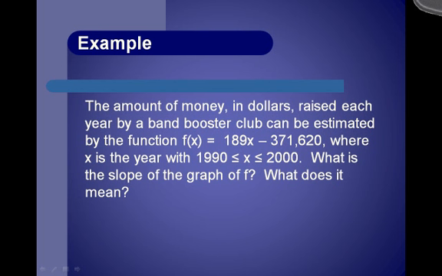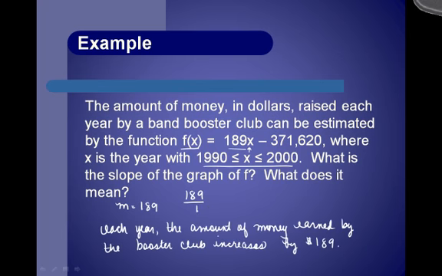Well, the amount of money raised in dollars is given by the formula f of x. The number in front of the x is the slope. So for this problem, the slope would be 189. If you consider the fraction 189 over 1, what it means is each year the amount of money earned by the booster club increases by $189.